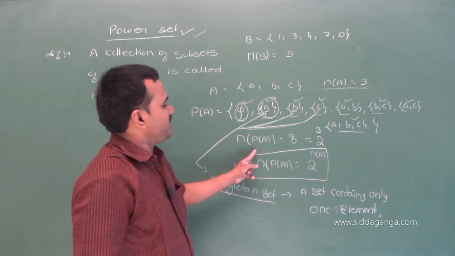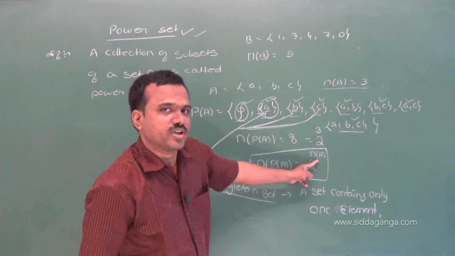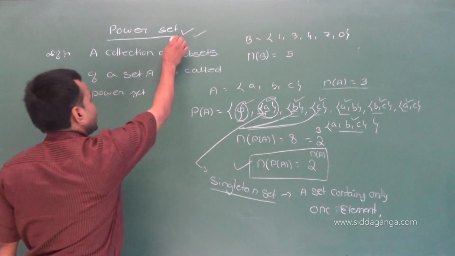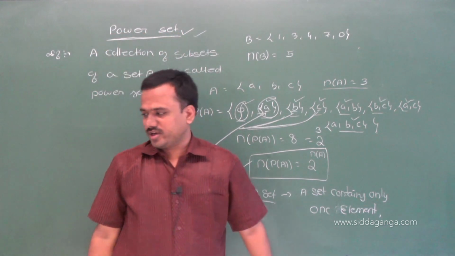Okay now? So, n of P of A is nothing but 2 to the power n of A. Clear? This is regarding the power set. Understand? Okay, next concept.